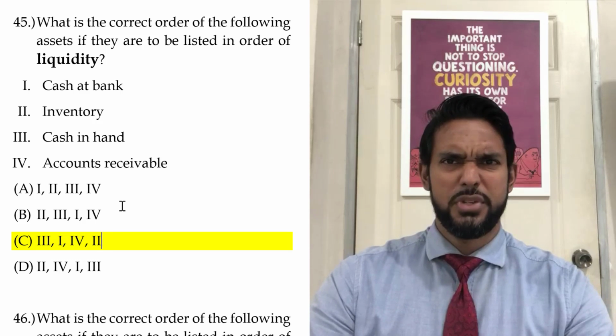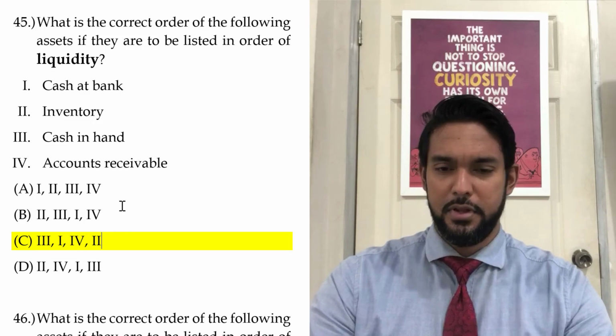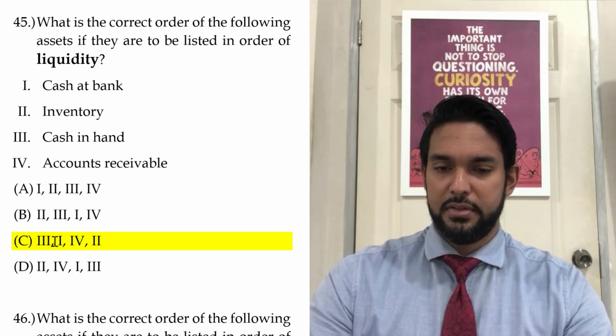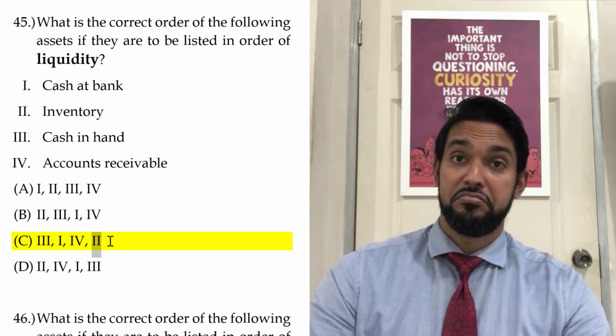I should have made these more challenging, but I feel like we're going through them too quickly. All right, so let's just double check it. 3, cash in hand. 1 is cash at bank. 4 is account receivable. And then 2 is inventory. All right, yeah, makes sense to me.